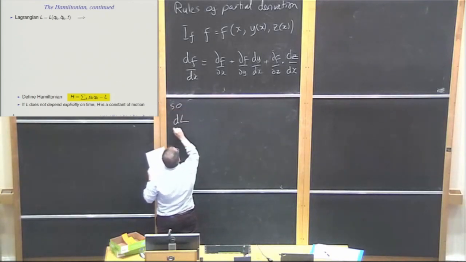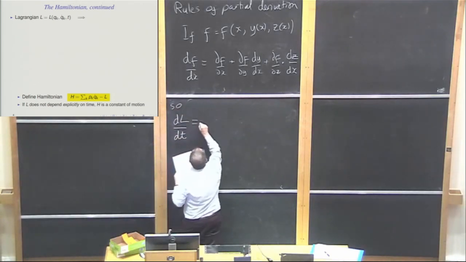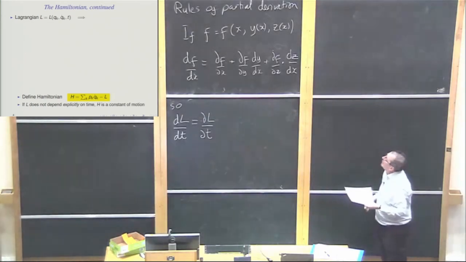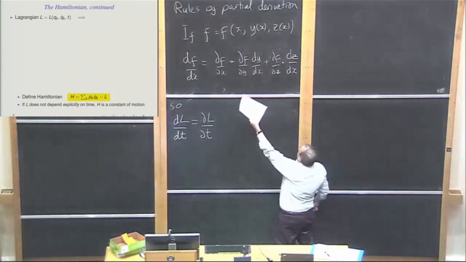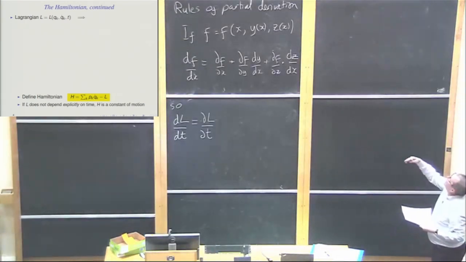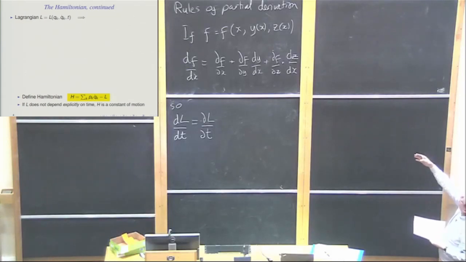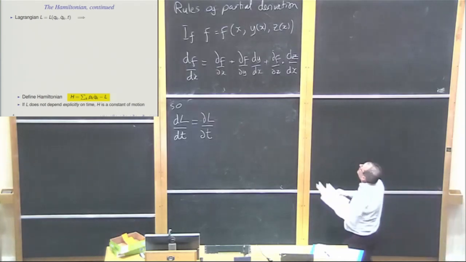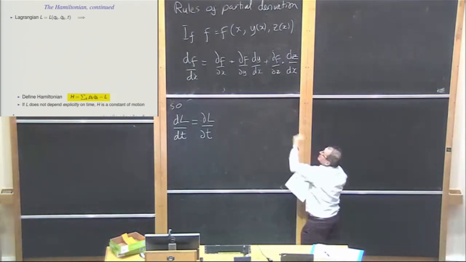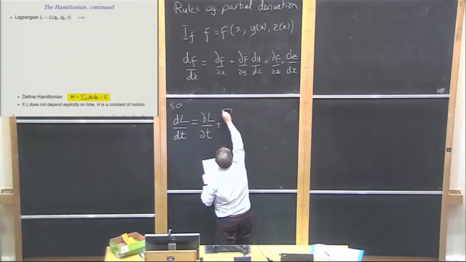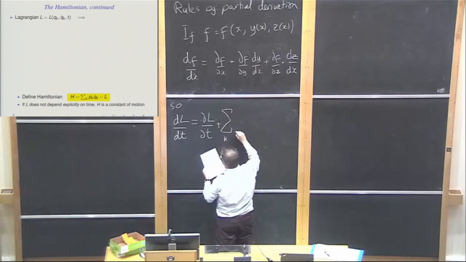dL by dt. Firstly, there's the possibility that L is implicitly dependent on t, so we have that term. And then we have terms of this sort, but we may have more than one k. We may have several generalized coordinates, okay? So for each generalized coordinate, you get a set of terms like this, and therefore, when you consider everything which can happen, you're going to get a sum of those terms.